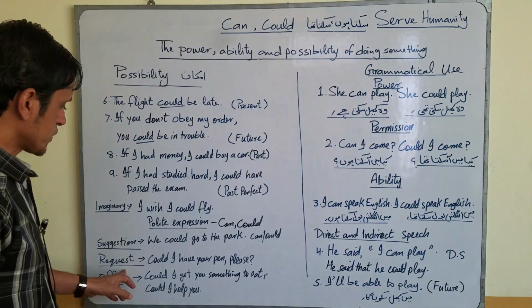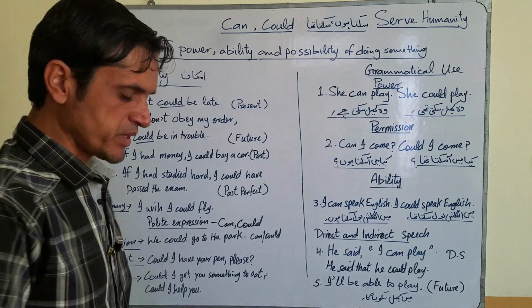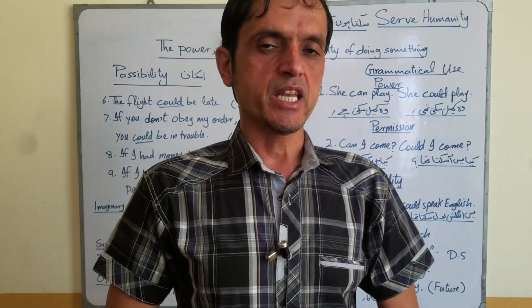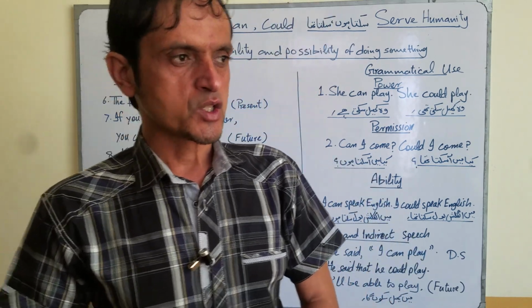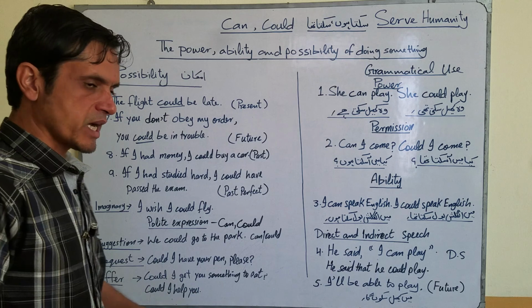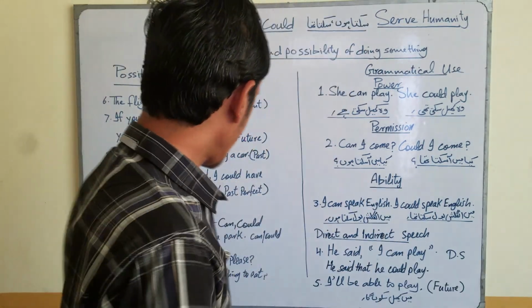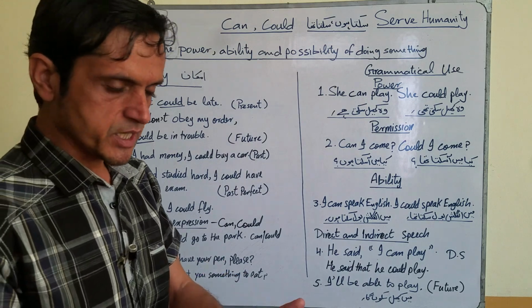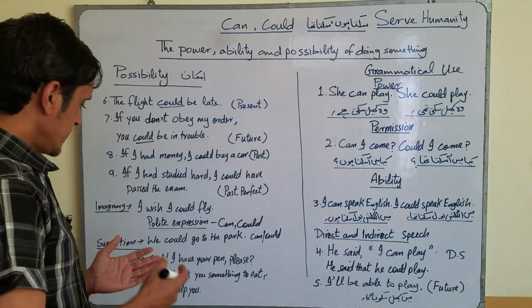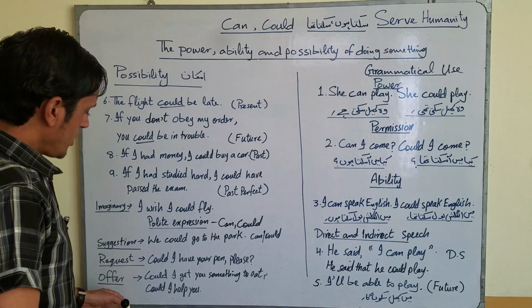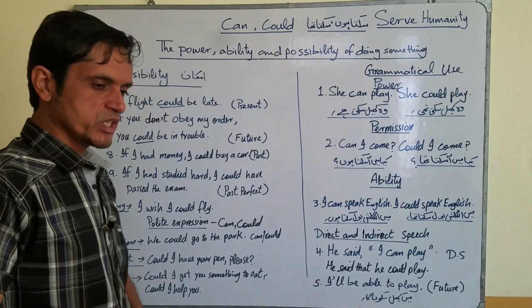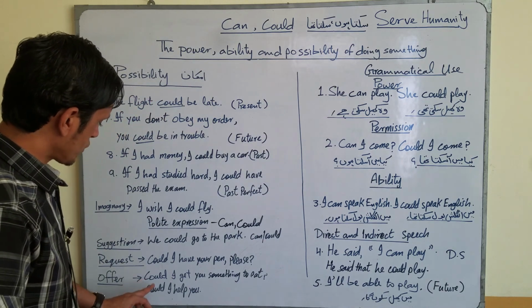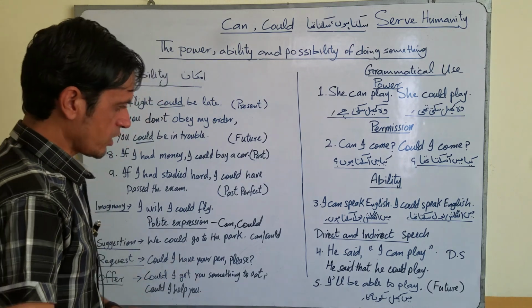And for the request, could I have your pen please? For example, if you need a pen from someone, and you ask him, request him, you can say could I have your pen please? So you can use could here. Can I have your pen please? It is also possible, but that's less formal. Okay, now offer. Could I get you something to eat? So for that purpose, we can use could for the offer. Could I help you? This is an offer.